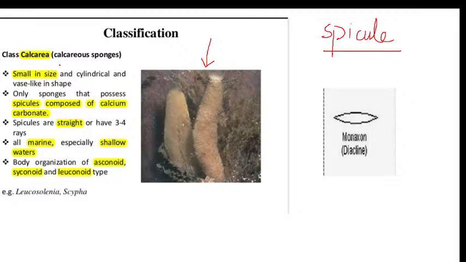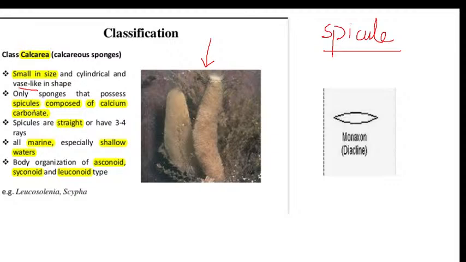The calcareous sponges are small in size and they are cylindrical, tube-like. They are cylindrical sponges, and they look like a vase, a flower vase. The appearance they have looks like a vase.